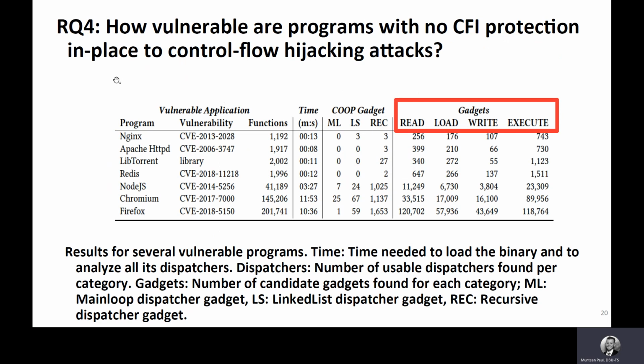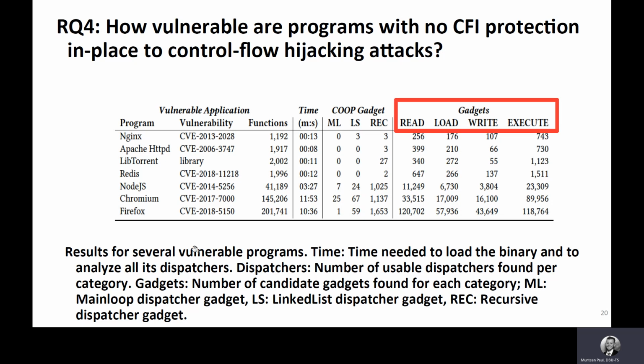Then the next question was, how vulnerable are programs with no CFI protection in place to control flow hijacking attacks? Here we took a bunch of real programs. We used a certain type of CVEs. We measured the times, and we looked for different types of COOP dispatcher gadgets like main loop and recursive, and then different types of gadgets from ESL like read, load, write, and execute. And we measured how many of these gadgets were actually found.